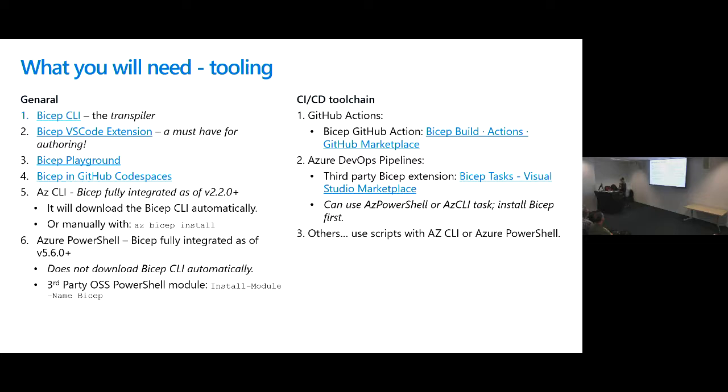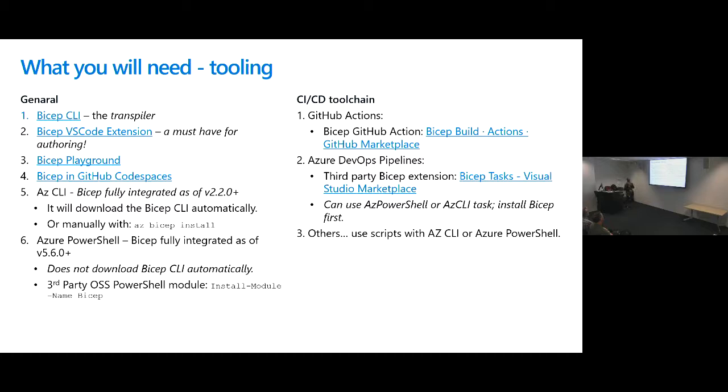Bicep is also fully integrated into the Azure tools, so the AZ CLI and Azure PowerShell. You can pass a Bicep file to commands like a resource group deployment, and the tool will find Bicep and, if it's AZ, download it, do the compilation or transpilation for you, and then push it up. The thing to remember is that Azure PowerShell doesn't download the Bicep CLI automatically for you yet. 5.6.0 is the latest version. It doesn't do it yet, but you can still pass Bicep files. There is also a third-party open source PowerShell module for messing around with Bicep that does a whole lot of extra stuff. I haven't had a chance to check it in any detail, but it looks quite useful and like it makes the whole experience a little bit easier.